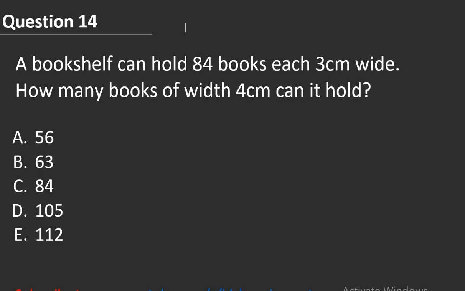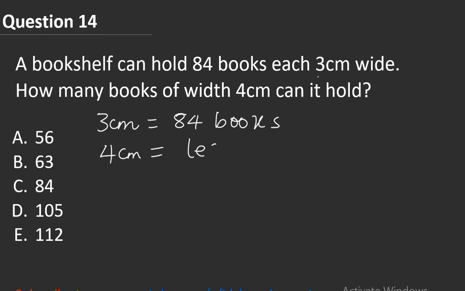Question 14. This question says, a bookshelf can hold 84 books, each 3 centimeters wide. How many books of width 4 centimeters can it hold? Proportion is your friend, use it. If the bookshelf is 3 centimeters wide, it can hold 84 books. Now, if the width is 4 centimeters, it will hold less books because the width is bigger.